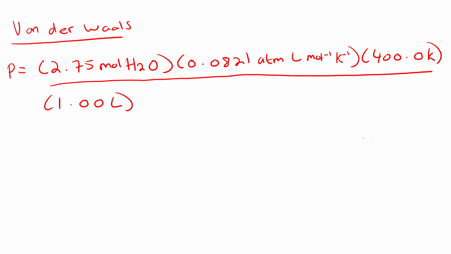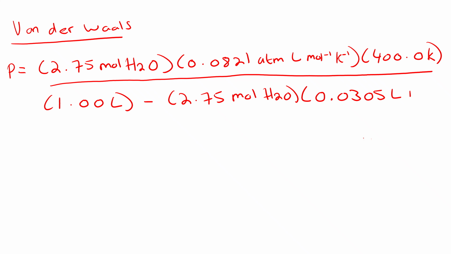1.00 litres, minus the amount in moles, 2.75 moles of water vapour, multiplied by established constant B, which represents the volume of the water molecules themselves, which to three significant figures is 0.0305 litres per mole. And then we subtract established constant A, which represents the strength of intermolecular attraction or repulsion between water molecules, which to three significant figures is 5.46 atmospheres litres squared per mole squared.